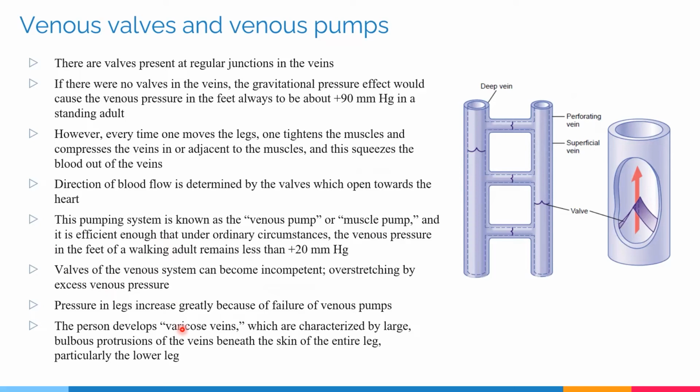If the pressure increases a lot, then this will cause a failure of the whole venous pump. In case the venous pump actually is destroyed, the person develops varicose veins, which are characterized by large bulbous protrusions of the veins beneath the skin of the entire leg, particularly the lower leg.